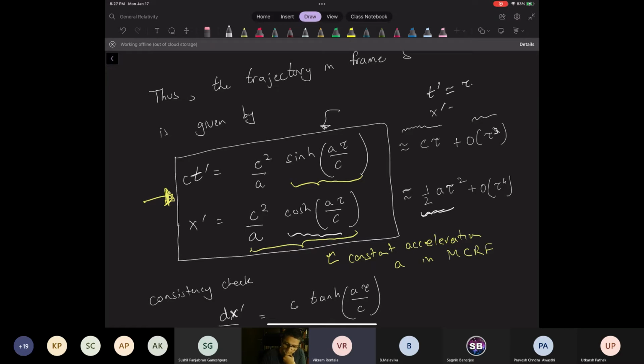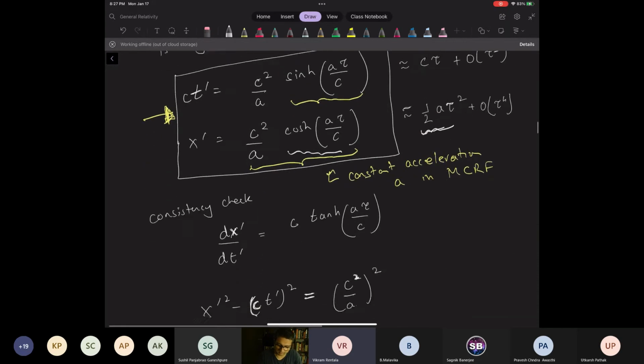And the motion of the particle, x prime is equal to half a tau square, which is x prime is half a t prime square. So for small enough time intervals, the motion is just like your parabolic motion. Okay, it's just what you would expect.